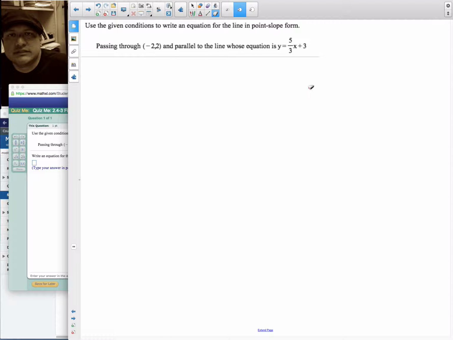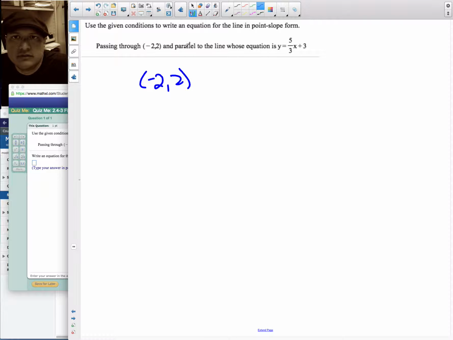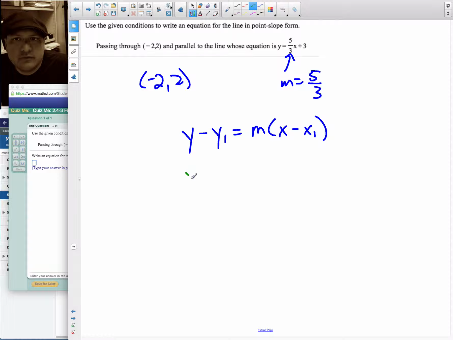Write an equation for the line in point slope form. It passes through negative 2, 2, and it's parallel to this line. Parallel means it's going to have the slope 5/3. So we have everything we need to use this equation. So we have y minus 2 equals 5/3 x minus negative 2.